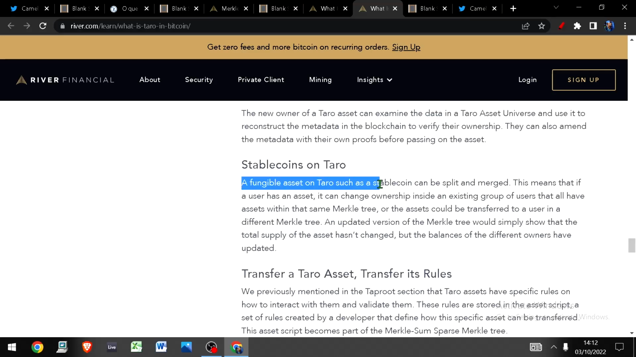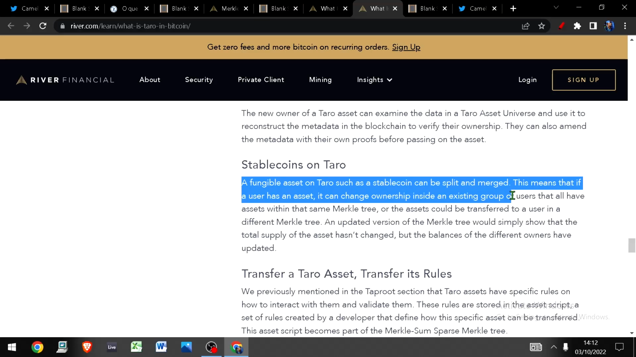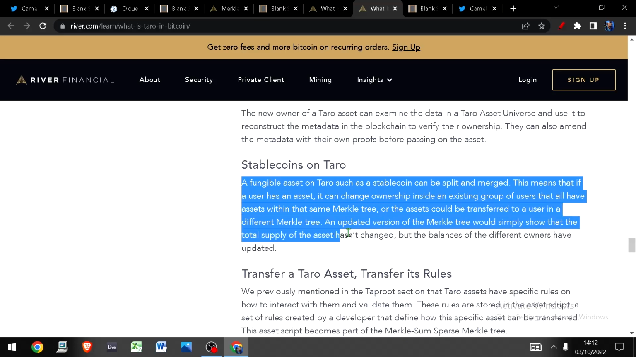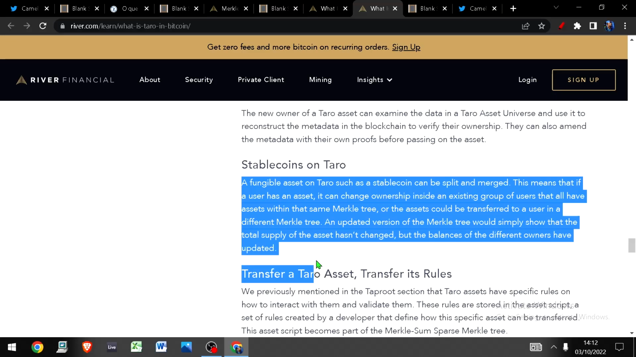Whereas a fungible asset on TARO, such as a stablecoin, could be split and merged. And this means that if the user has an asset, it can change ownership inside an existing group of users that all have assets within the same Merkle tree, or the assets could be transferred to a user in a different Merkle tree. An updated version of the Merkle tree would simply show that the total supply of these assets hasn't changed, but the balances of the different owners have updated.